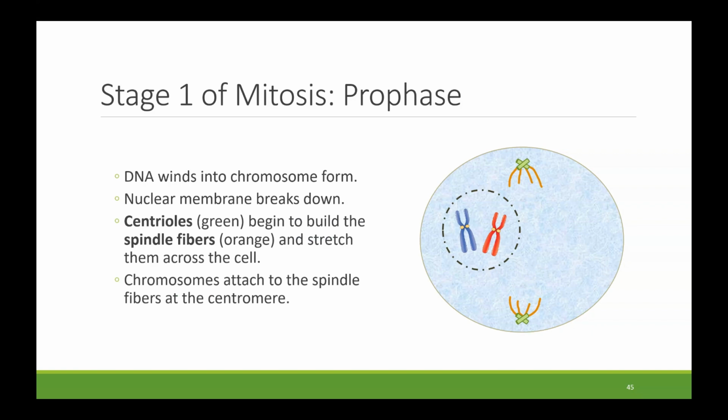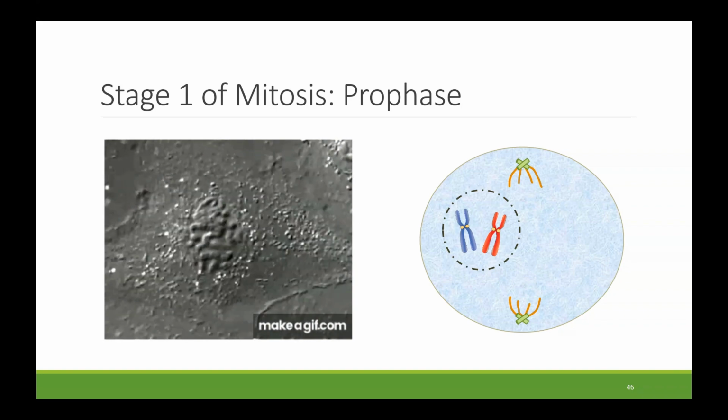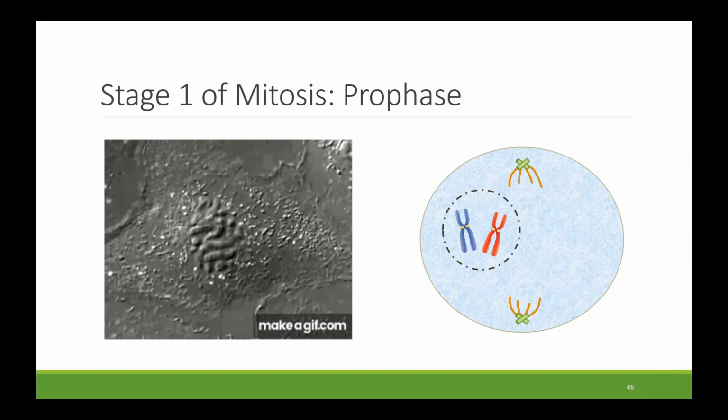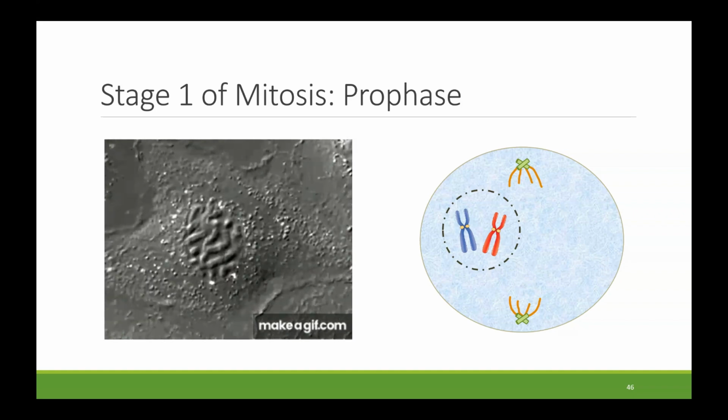So once those spindle fibers are constructed, the chromosomes will become attached to the spindle fibers, anchored at their centromere. And of course, this illustration is just a very highly idealized version of these events. And what they look like under the microscope is a lot more muddled. So this cell here is in the middle of prophase, and you can sort of tell that it's getting its chromosomes wound up.